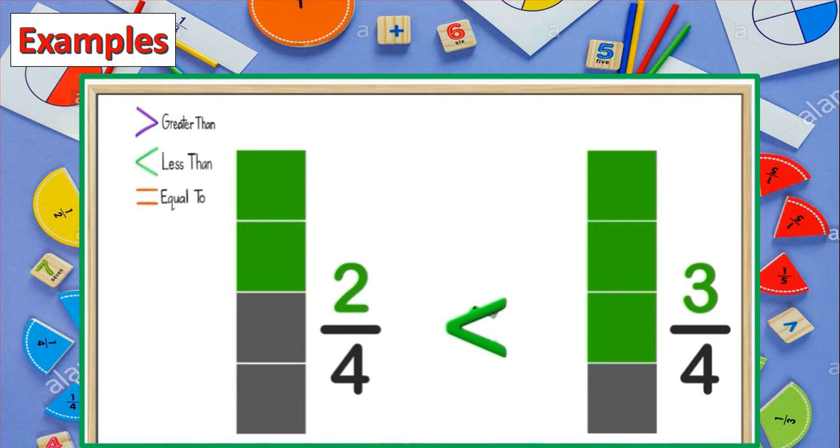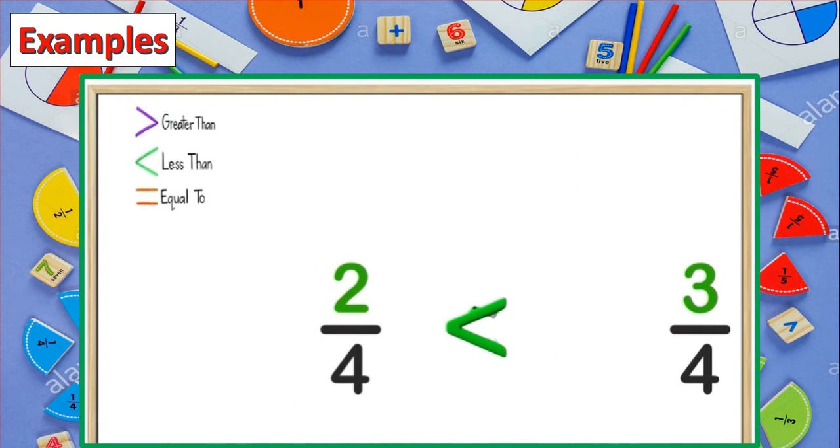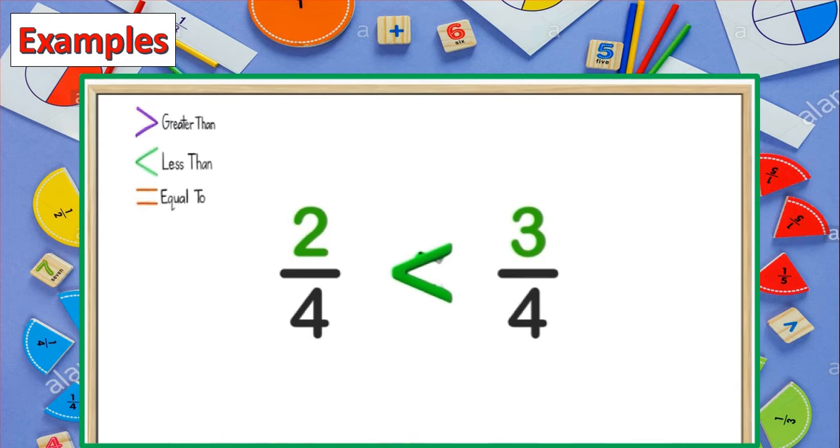3/4 is bigger than 2/4. The space glitter mouth always opens to the bigger number, so it wants to eat the 3/4. So we can say that 2/4 is less than 3/4. Great job!